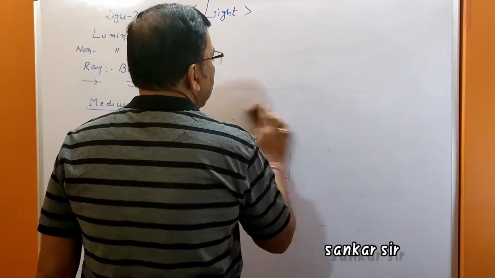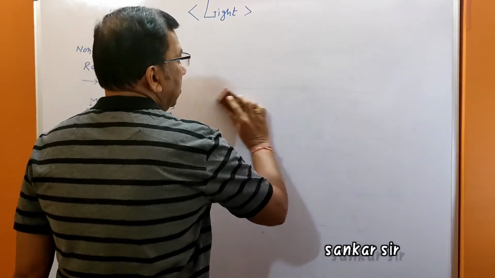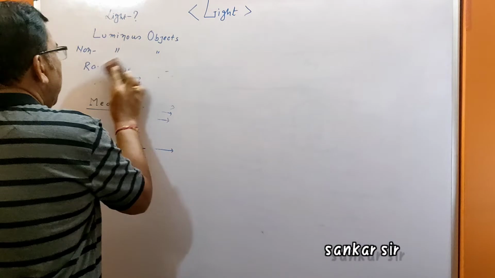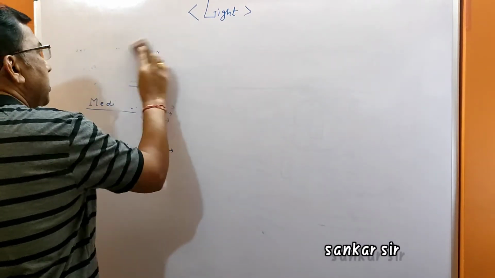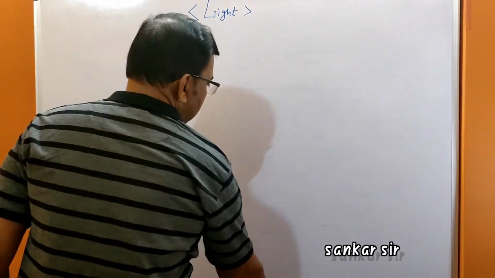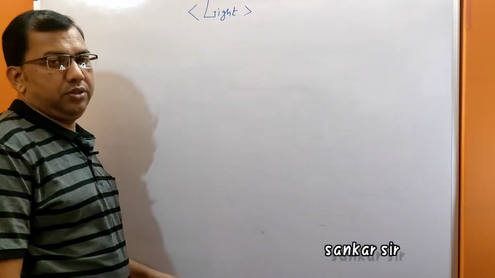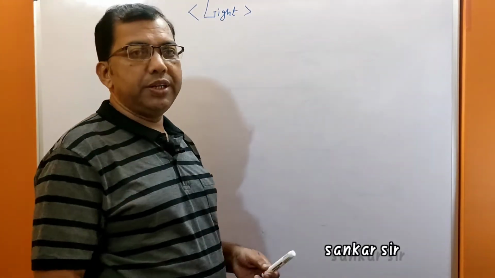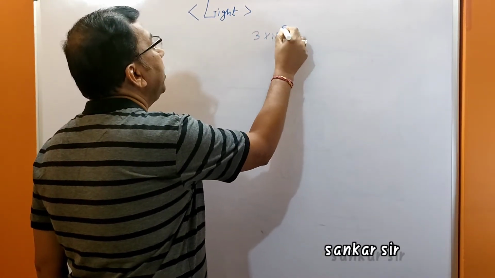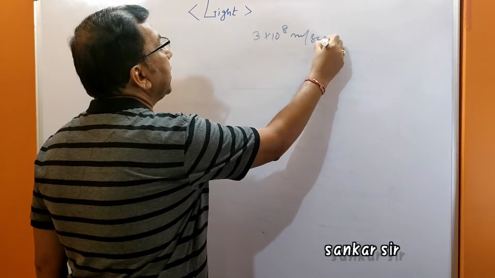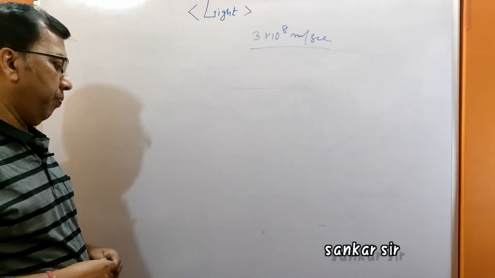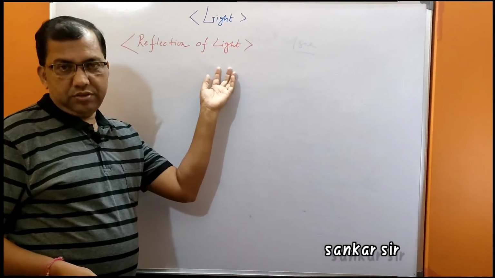And speed of light, you all know, is different in different mediums. The speed of light in vacuum is 3 into 10 to the power 8 meter per second. 3 into 10 to the power 8 meter per second is the speed of light in vacuum.